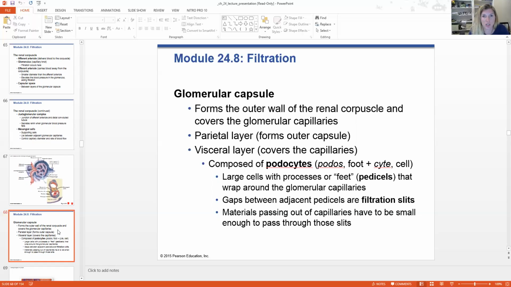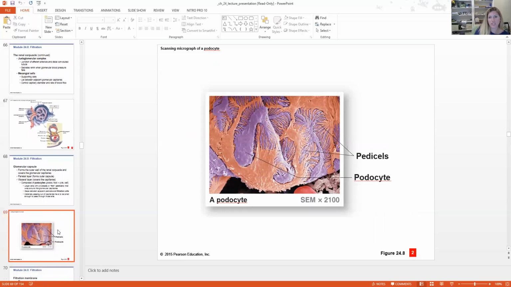So like we mentioned, protein, nope, not going to fit. Lipids, nope, not going to fit. There you see those lovely little podocytes and the filtration slits in between, kind of where they are situated.